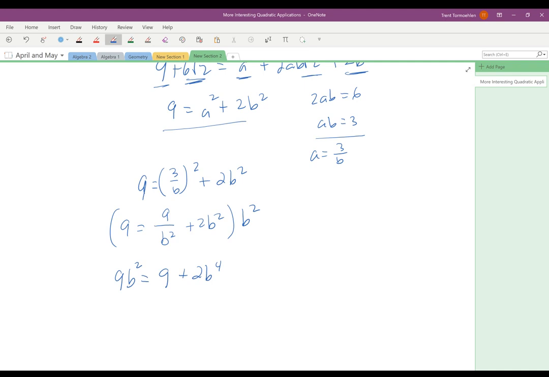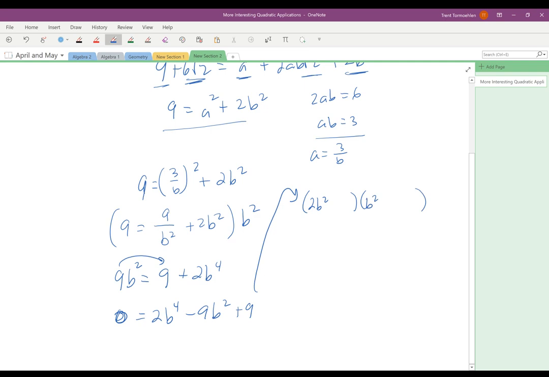And so let's go ahead and look at that and see if there's anything we can do with this quartic. So 2b to the 4th minus 9b squared plus 9, by subtracting that. And I will tell you, most of the time, for our purposes, if I can't factor this, then it's probably not going to be very solvable for us. So let's go through and see if we can factor. Well, if it can be factored, it would have to be factored like this: 2b squared times b squared. Well, 9 is just going to be negative 3, negative 3.